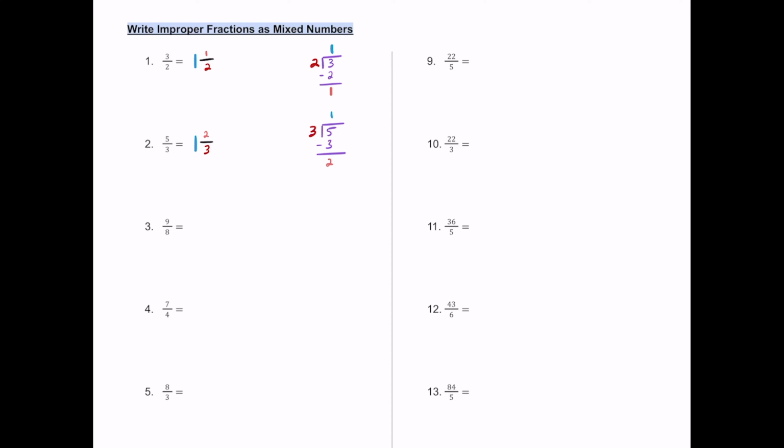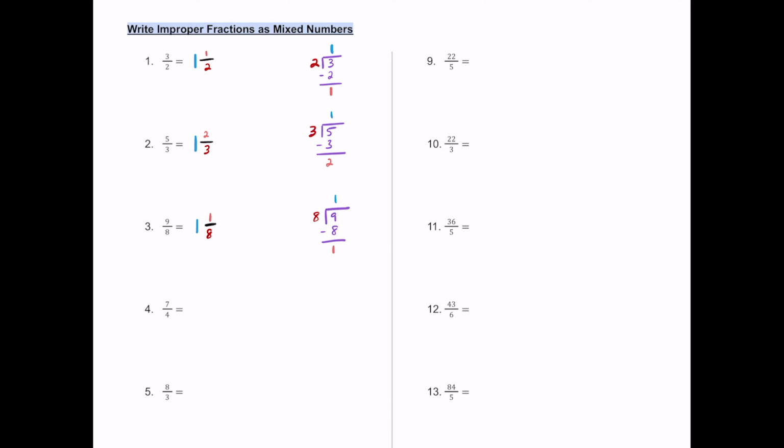For number 3, we have 9/8. So let's put this division house and put 9 on the inside, and we're going to put this 8 on the outside. Okay, 8's going to fit into this 9 one time. 1 times 8 is going to equal 8. And if we subtract, the remainder is going to be 1. So the improper fraction 9/8 is the same thing as 1 whole with 1 out of 8 left over. So 1/8 is going to be the fraction part.